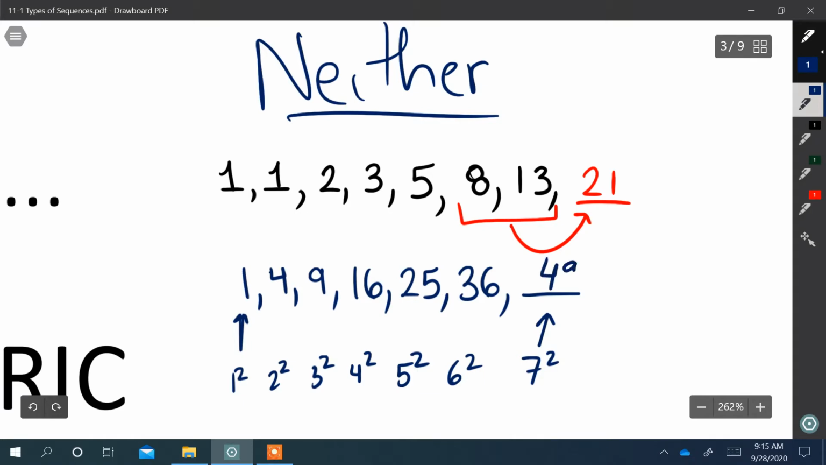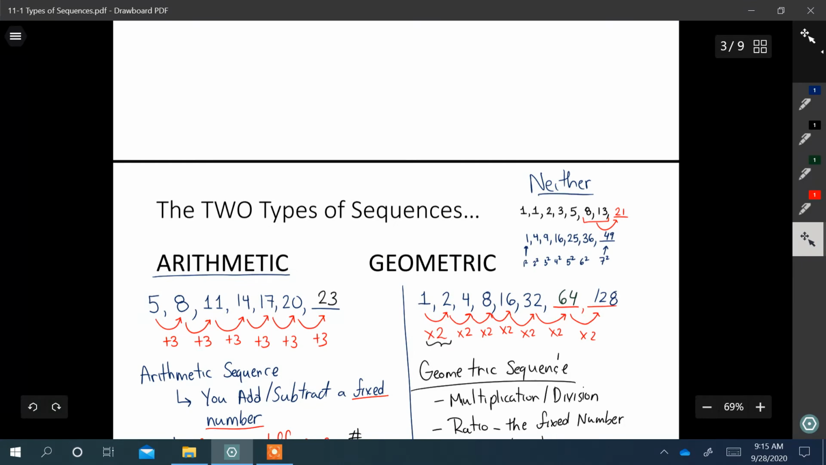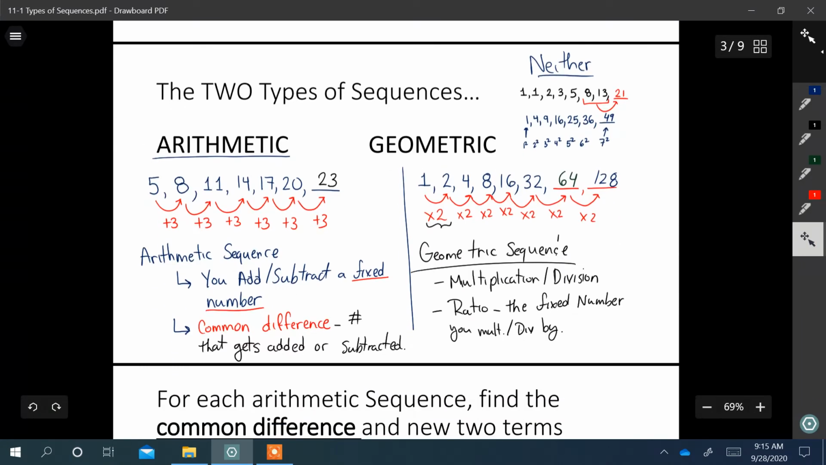If you answer 49, you are correct. So, that's a little introduction of sequences. We have arithmetic sequences, we have geometric sequences, but we could also have sequences that are neither of those. All right.